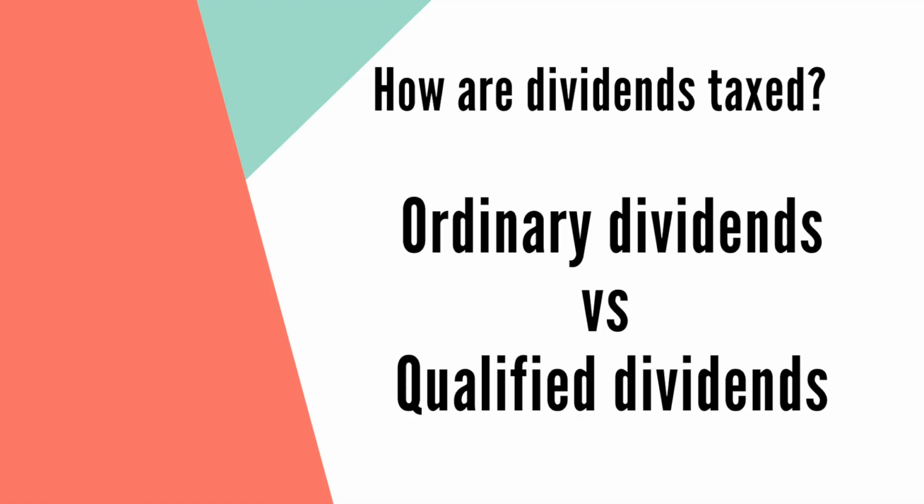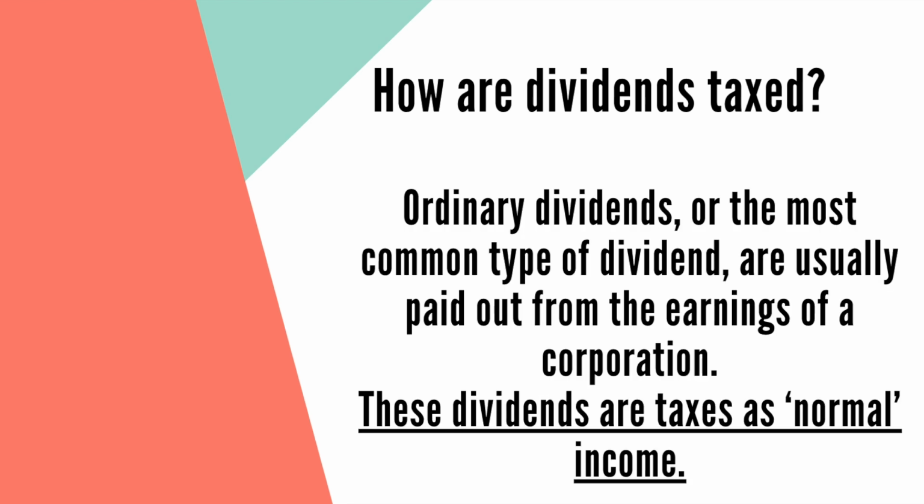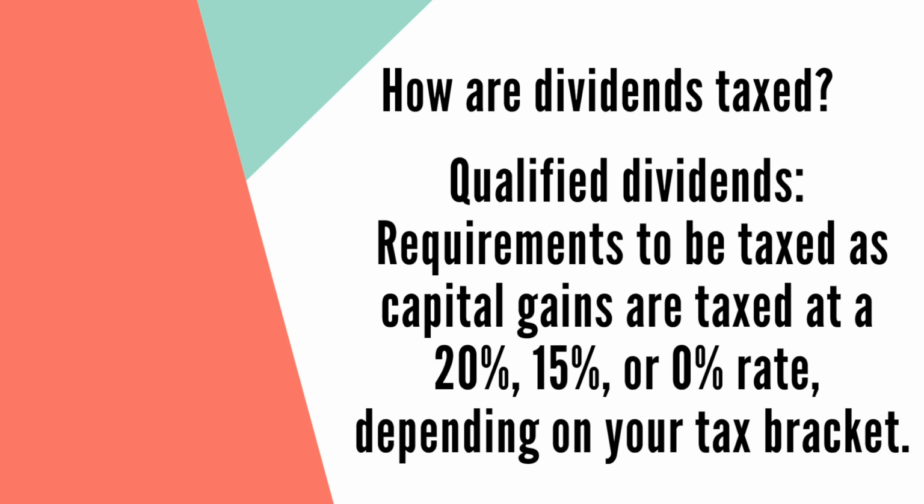Dividends are taxed in 2 different ways depending on what type of dividend they are. There's ordinary dividends and qualified dividends. Ordinary dividends are the most common type of dividend. They usually pay out from the earnings of the corporation. These dividends are taxed as normal income, so that means with your income taxes. Now, qualified dividends meet the requirements to be taxed as capital gains, which are taxed at a 20, 15, or 0% rate, depending on your tax bracket.